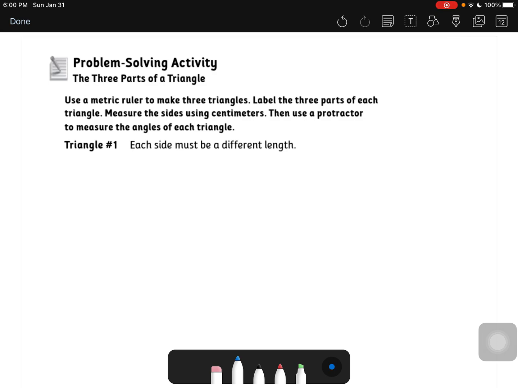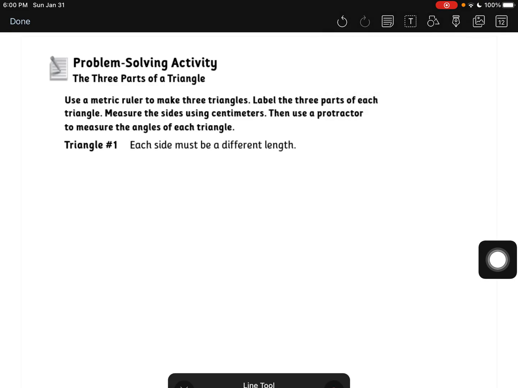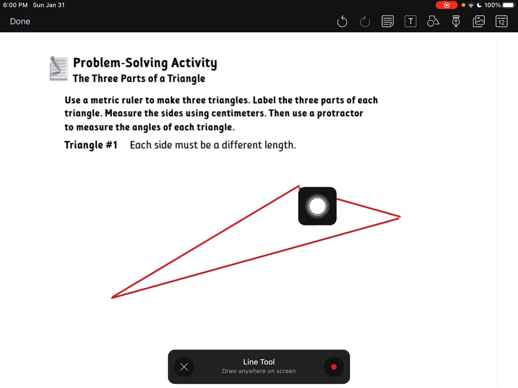Okay, it says use a metric ruler to make 3 triangles, label the parts. We're not going to measure them, but we can draw these approximately what they're saying. So draw a triangle where each side must be a different length. So I'm going to use this little line thing to make some straight lines. If I want them to be each a different length, I'm going to make that one pretty long, make this one kind of shorter, and then this one's going to be the longest one of all. So there's something where they're all a different length. Shortest, and then here's the next longest side, and then this is the longest side right there.